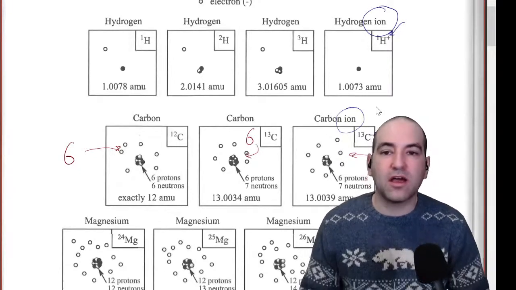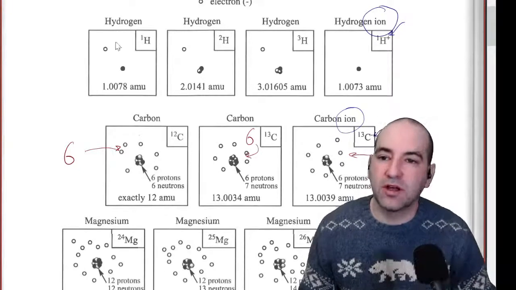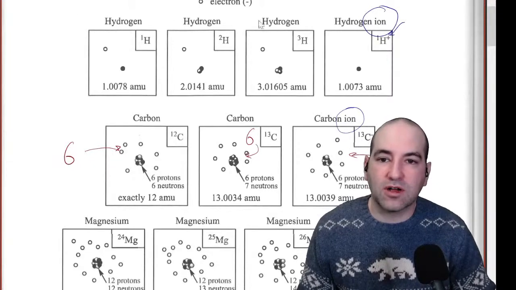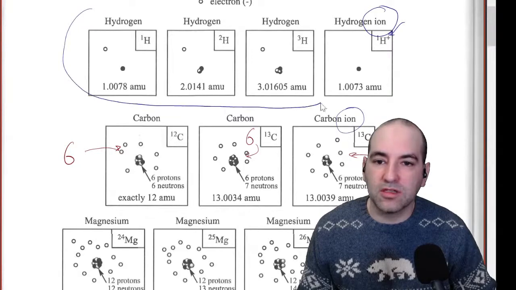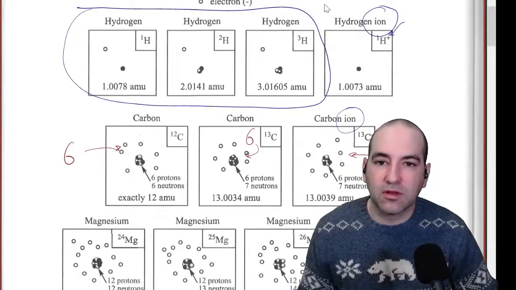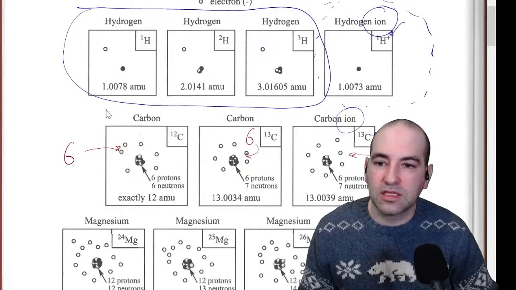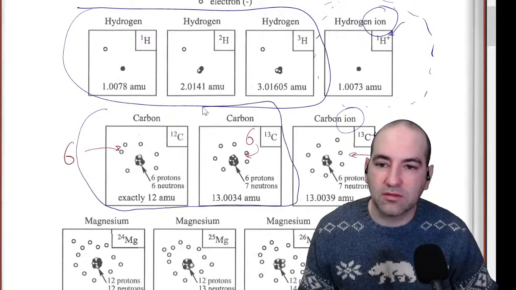And then we can also look at the other difference there. So again, similarities and differences. If all of these are called hydrogen and this one's called hydrogen ion, then we can say, well, what do all of these have in common that this one is different? And similarly, what do these two have in common where this one is different?